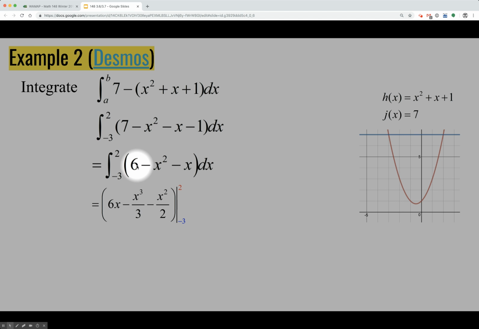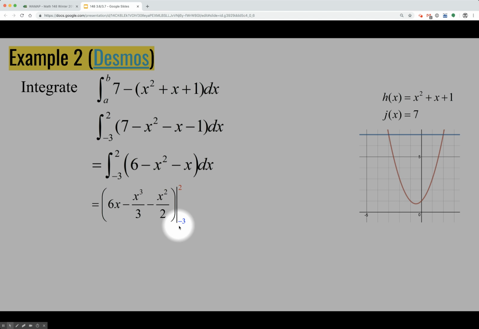The antiderivative of 6, the opposite of the derivative of 6, is 6x. Again, we can check that. The derivative of this, 6x, better be this, and it is. The antiderivative of x squared comes from the power rule for antiderivatives. So that, recall, says increase the power from 2 to 3, and then divide by that new power of 3. And the minus sign comes along. This last term, negative x, which can be thought of as negative x to the 1, is also the power rule. So we're going to increase the power of 1 up by 1 to 2, and then divide by that new power. And again, the negative sign comes along.